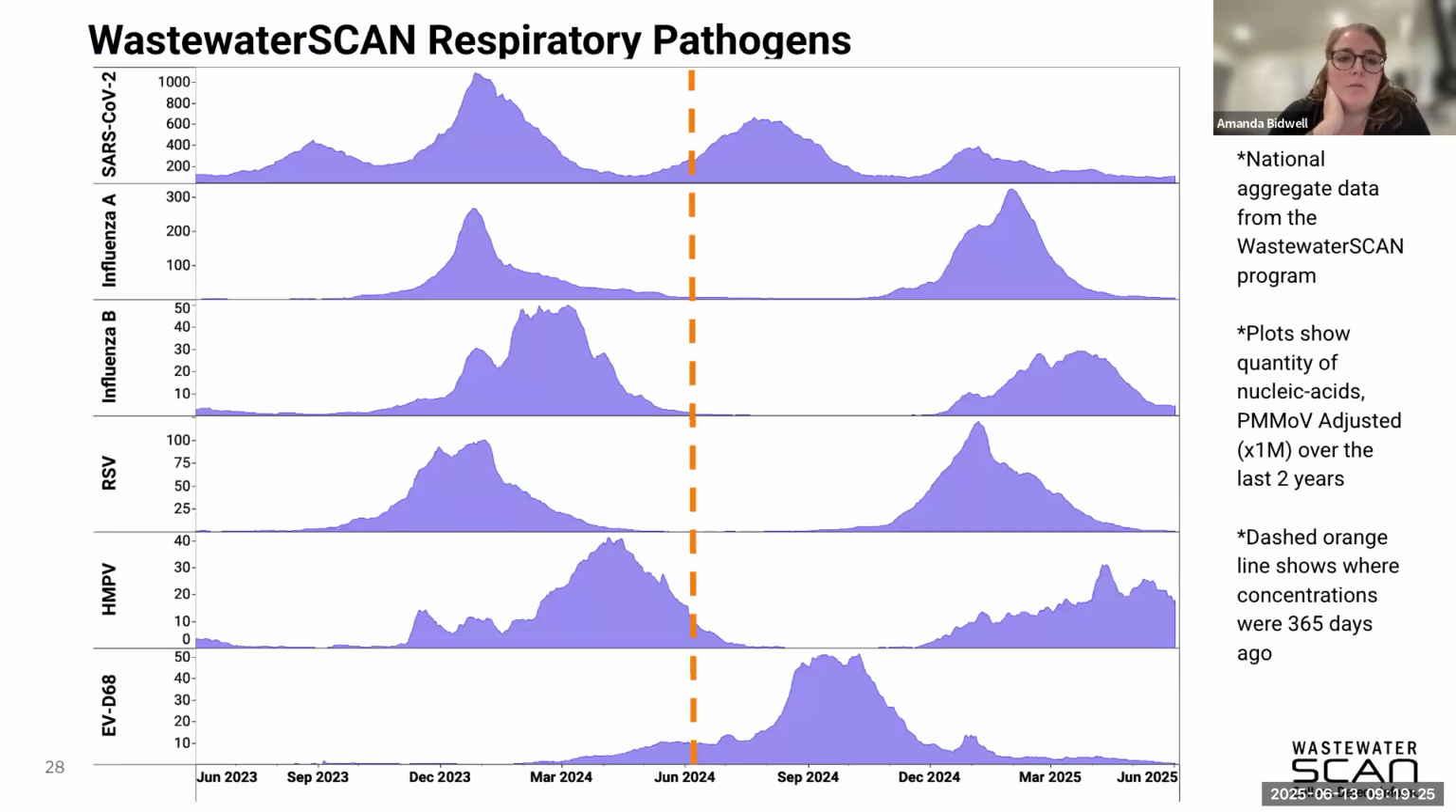Here is a summary overview of the last 2 years of data for our respiratory pathogens. You have SARS-CoV-2 at the top, then influenza A, B, RSV, human metapneumovirus, and EVD68 on the left. They each have their own axis on their own scale on the y-axis, and the orange line indicates where we were 1 year ago today.